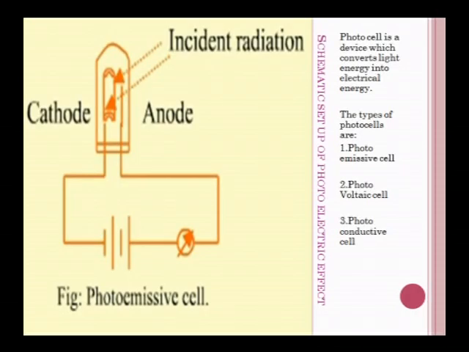These emitted electrons will further travel, because they are negatively charged particles, towards the anode, and the anode will attract them, and as a result the galvanometer and ammeter will show deflections. And this process is so instantaneous that as soon as the light falls on a photocathode, there is immediately an emission of electrons.